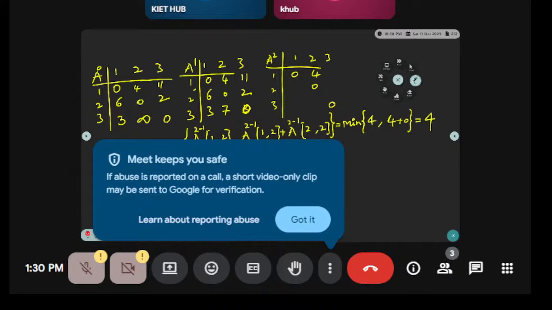A power 2 minus 1 of 1 comma 3, comma a power 2 minus 1 of 1 comma k, 2 plus k comma j, j is 3. Now tell me, what is a power 1 of 1 comma 3?